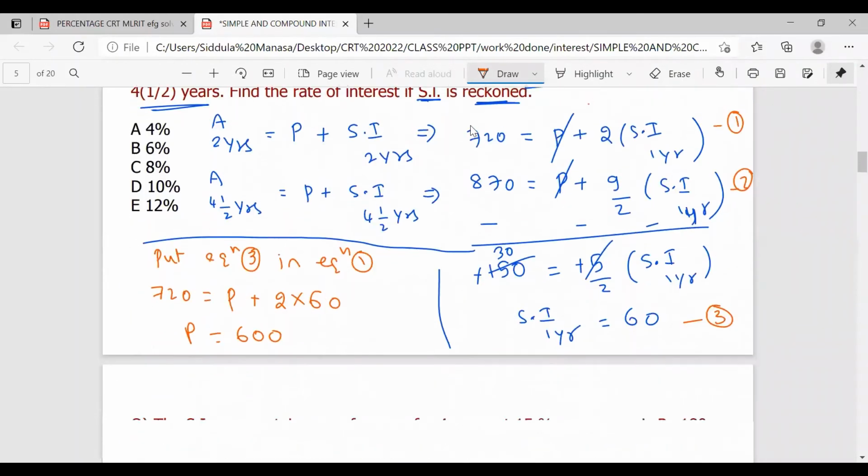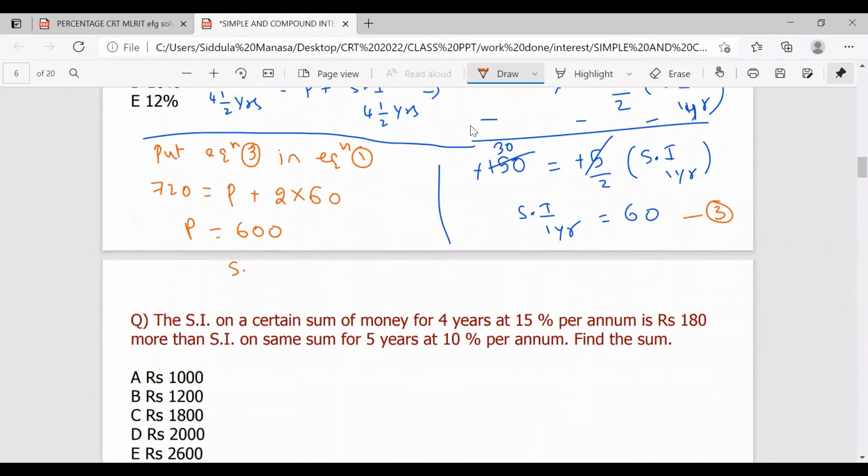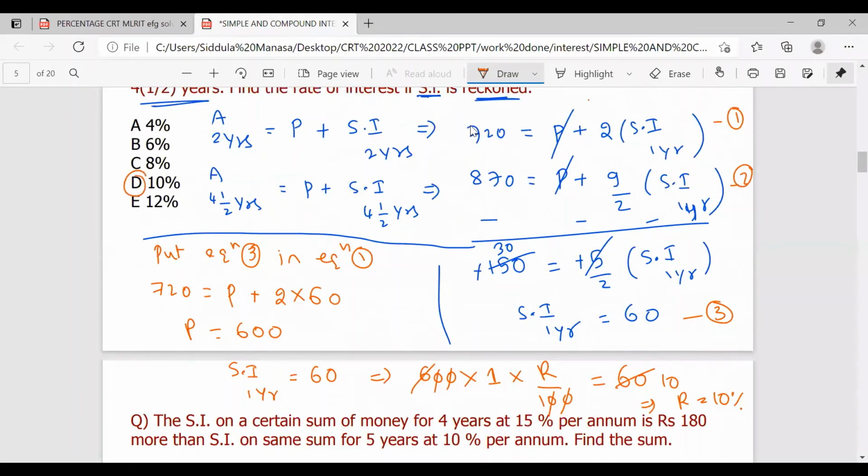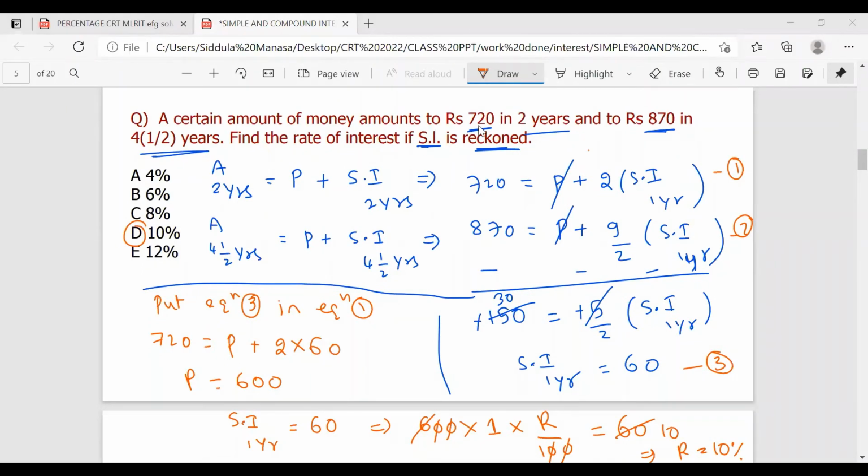So asking for what? Rate. We already know simple interest for 1 year is equal to 60. Simple interest for 1 year means principal, which is 600, into 1 year, time period is 1, rate of interest R by 100, is equal to 60. So 100 cancels. 6 ones are 6, 6 tens are 60. So what we are getting finally, rate of interest is 10%. Okay, we will move to the next.